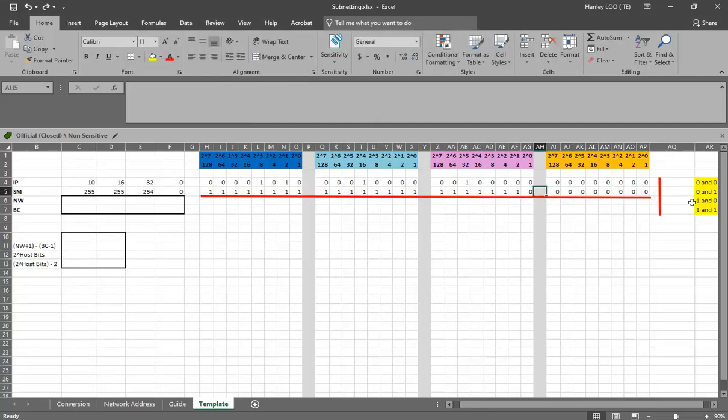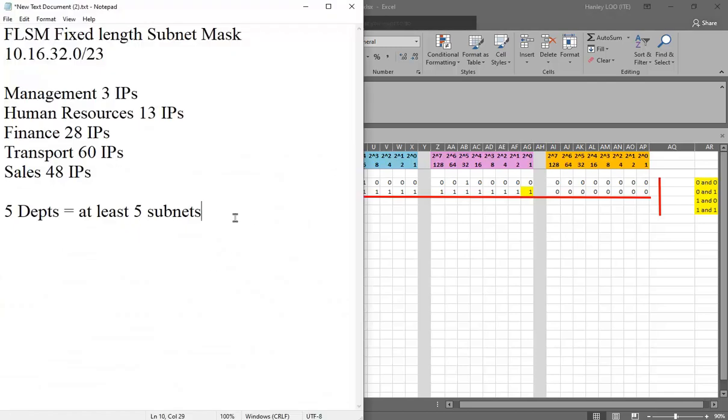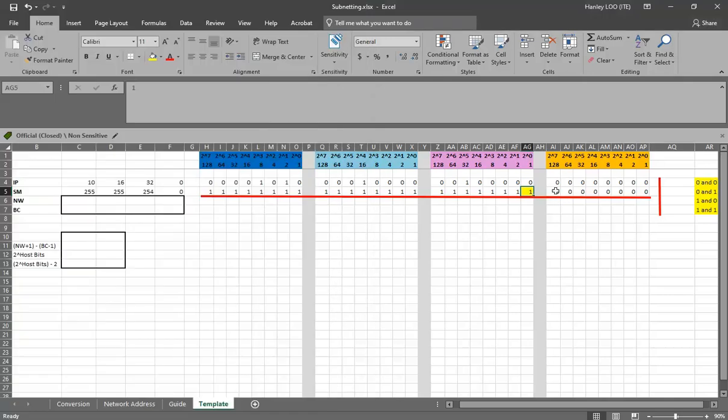If we borrow 1 bit from the host bits, which basically means that instead of /23, as you can see from the Excel sheet, I change it to /24. By increasing 1 bit, I will have 2 to the power of 1 subnets, which gives me 2 subnets. Since I need 5, 2 subnets is not enough. So the next choice is to use 1 more bit.